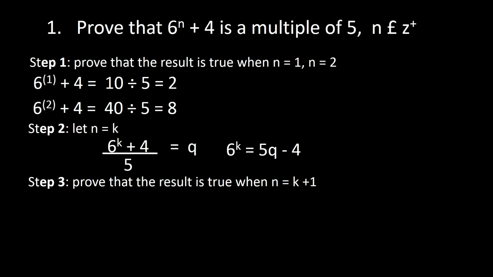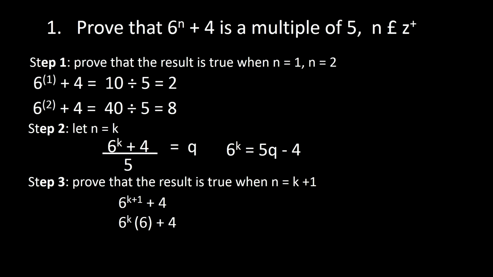Okay, step 3 now, prove that the result is true when n is equal to k plus 1. Yes, even if n is equal to k plus 1, let's prove whether it will still be true. 6 raised to the power k plus 1. Remember, we are changing n to k plus 1. 6 raised to the power k plus 1 plus 4 is the same thing as saying, according to indices, 6 raised to the power k times 6 plus 4.